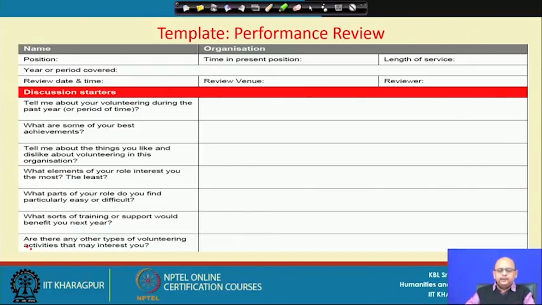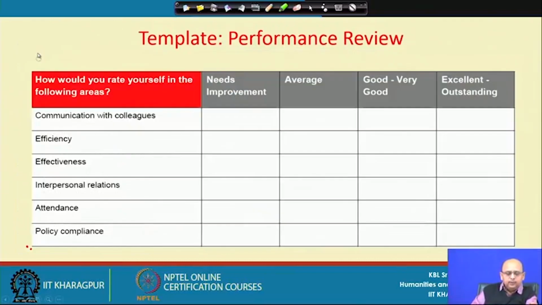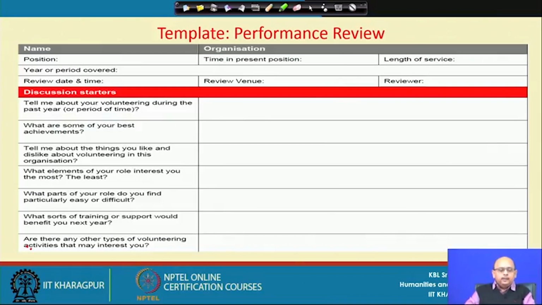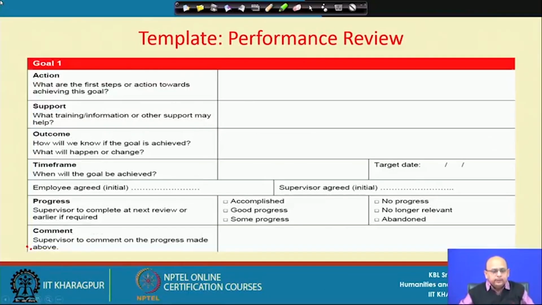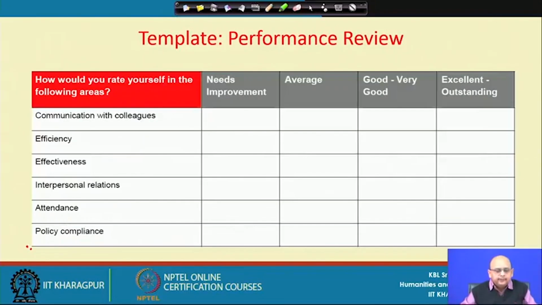When you are going to discuss performance, there are certain things that you are going to write down here, like the position, the year or the period that you are going to cover, the review date and time, the location, how much time is required, time in present position, the tenure of the employee in the service, how many years he has spent in that particular job, and who is the reviewer. So, you are going to provide the basic information related to the individual, then the reviewer, and then the discussion starters. You start with good performance, and then you move to discuss other things.